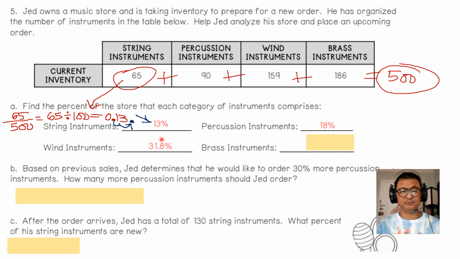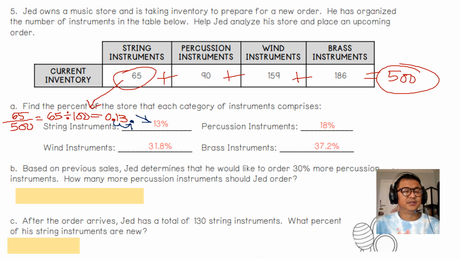Move the decimal point two places to the right. It becomes 31.8. Remember, two places to the right. For brass instruments, 186 divided by 500. Calculator shows, what? 0.372. Two places to the right, that becomes 37.2. Okay, got it right? Pause again and try the next two.